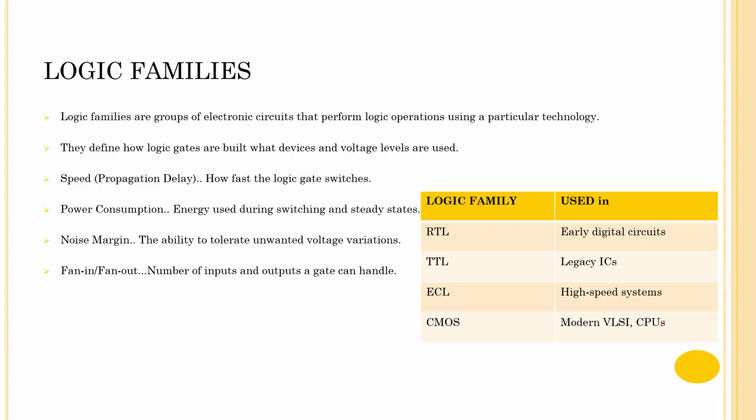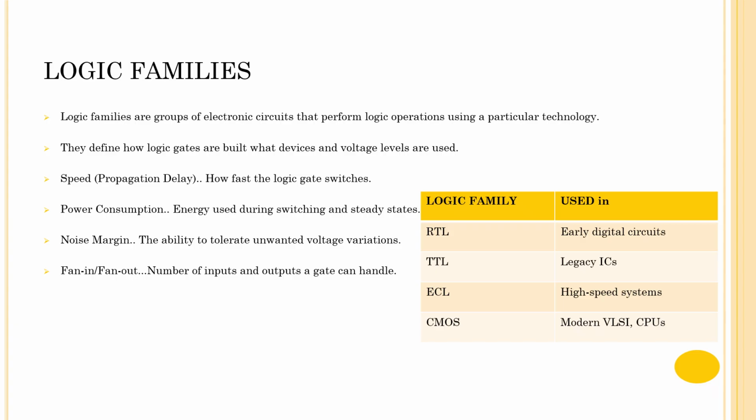Then CMOS, complementary metal oxide semiconductor, and finally the CMOS logic family, which dominates modern VLSI design. CMOS uses both NMOS and PMOS transistors, given its low power consumption, high speed, and excellent noise immunity. It is used in microprocessors, SoCs, and memory chips. Basically, every modern digital system.